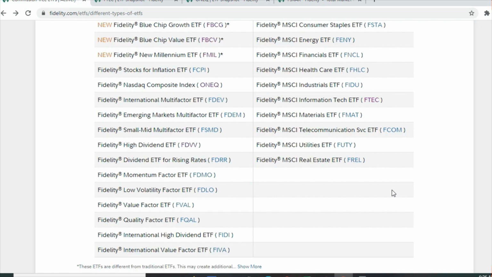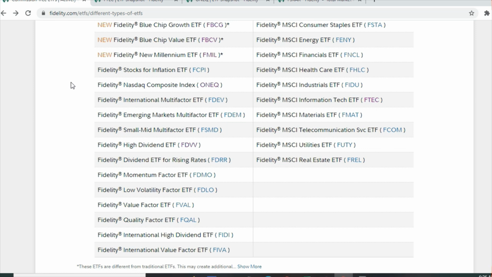Again, putting aside the sector ETFs, which from a complete beginner perspective are not a great fit, and taking out some of these factor or momentum ETFs, really the only one I would strongly look at is the Fidelity Nasdaq Composite Index from a Fidelity ETF perspective.